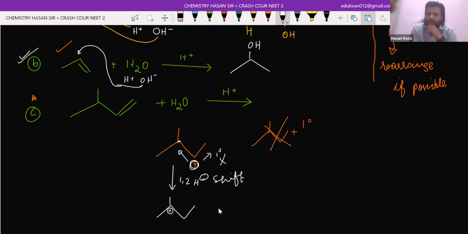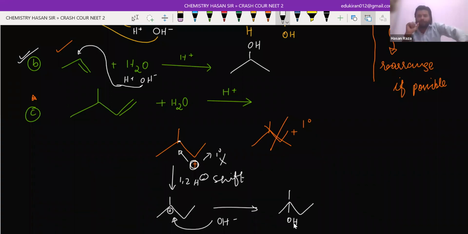Now it is more stable, and hence OH minus comes into play and it will attack here, and you will get a product that has the name 2-methyl butane 2-ol. Are you getting my point? Yes, sir. So this is very important. You have to be clear about the formation of carbocation. Whenever formation of carbocation takes place, you are going to rearrange if possible.